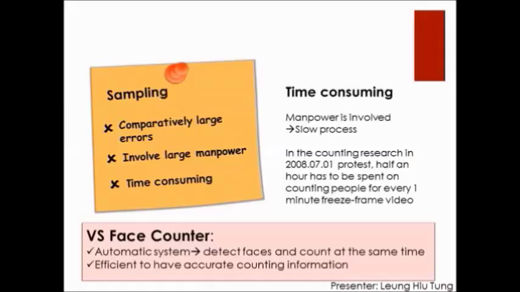Lastly, sampling is relatively time-consuming because manpower usually leads to a slow process. According to counting research, we need to spend half an hour to count people for every 1 minute of freeze-frame video. However, the face counter is an automatic system. It can detect faces and count the number of people at the same time. So, it requires less time, and we can get more accurate information.